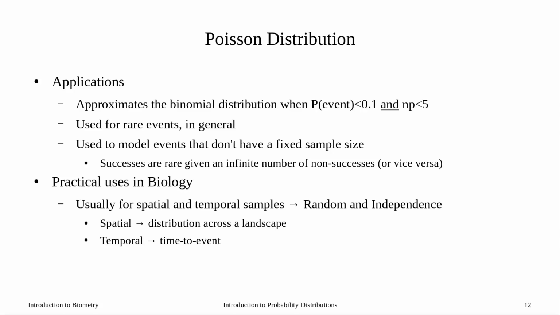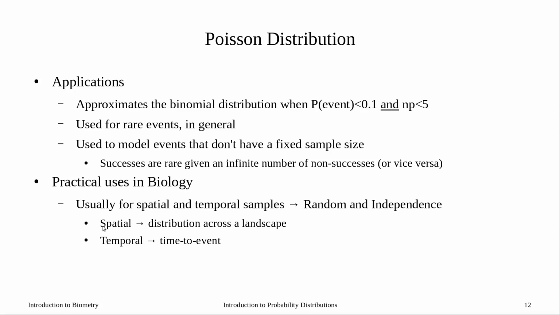For the spatial aspect, anyone that's had ecology has done this. It's part of our ragweed lab. If individuals are randomly distributed across a landscape, then it should follow a Poisson distribution. The temporal events are all of these time to events. So how long does it take before the event occurs? It could be time between lightning strikes or time to the next lightning strike.